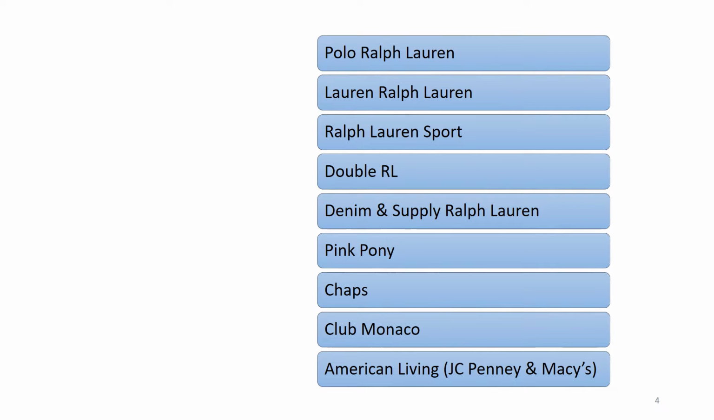Just as a little background, Polo does have different types of clothing lines. Obviously the one that most people know about is Polo. They also have Lauren, Ralph Lauren Sport, more sporty, Denim and Supply, Chaps, different variations of their clothing lines, but it's still all within Ralph Lauren's company.